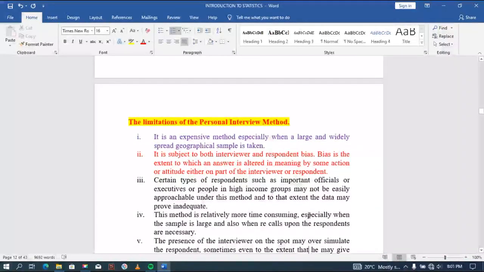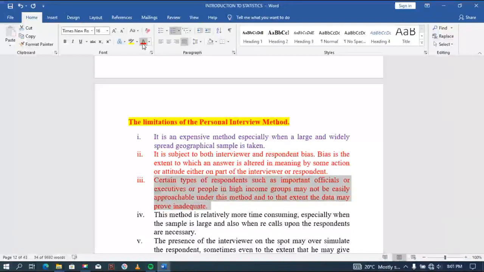So another limitation is that certain types of respondents, such as important officials or executives or people in high income groups, may not be easily approachable under this method, and to that extent the data may prove inadequate.